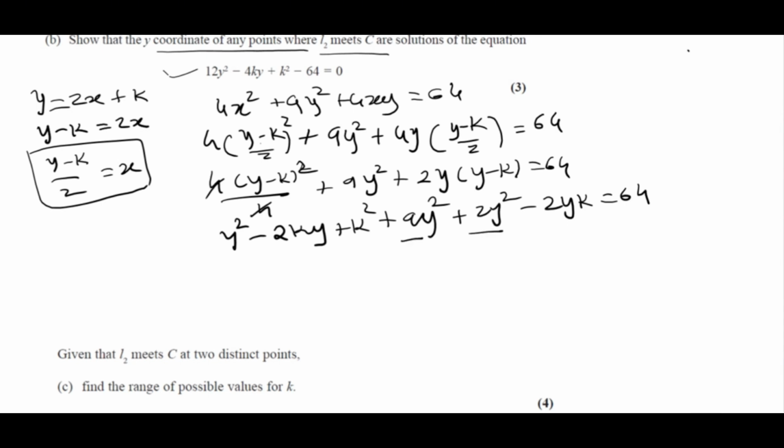9y squared, 2y squared, y squared will give us a total of 12y squared. Minus 2ky minus 2yk, which is minus 4ky, plus k squared, and I am moving 64 to this side, minus 64 is equal to 0. So this is our required equation.